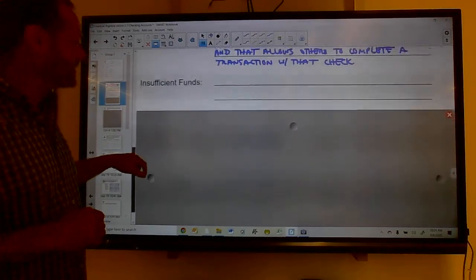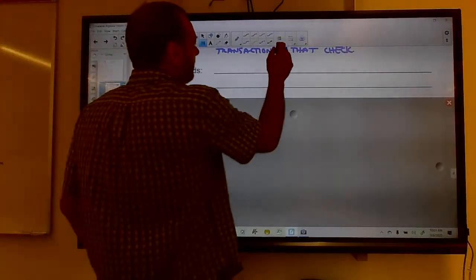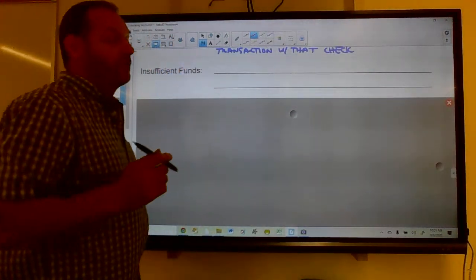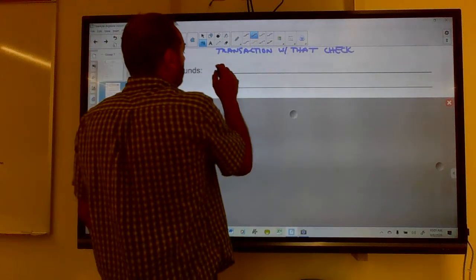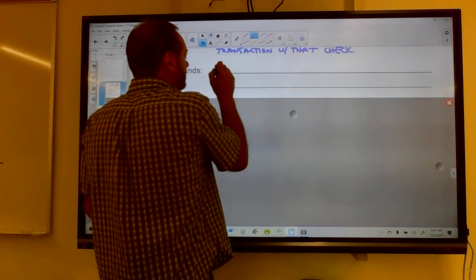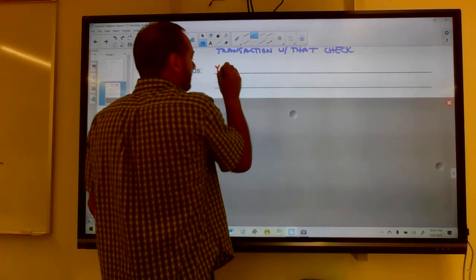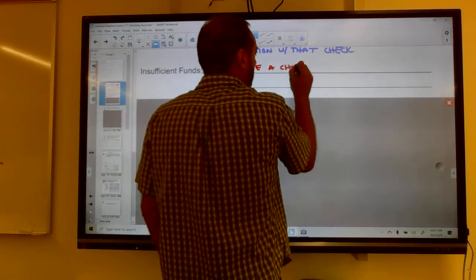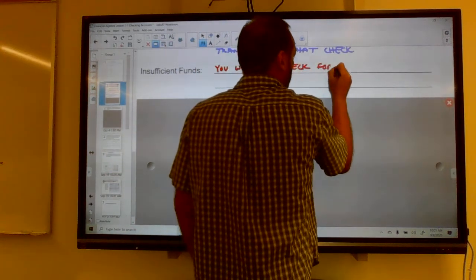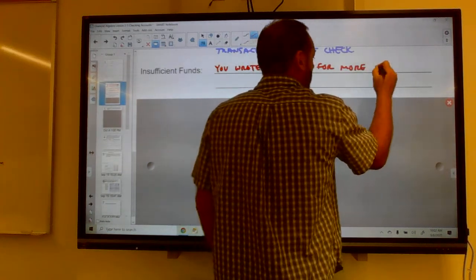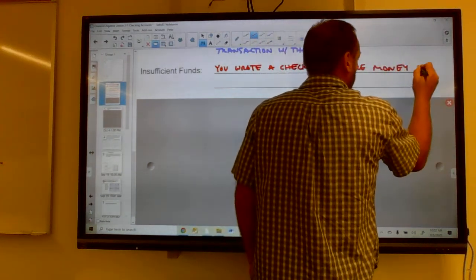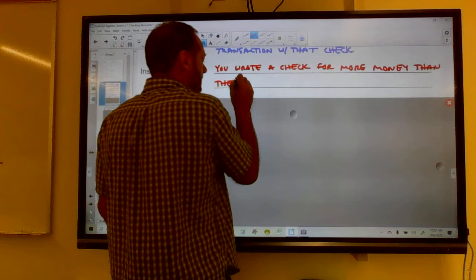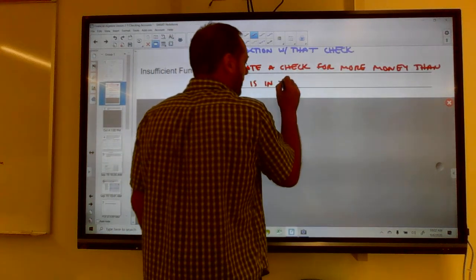Insufficient funds. Okay, this is something you don't want to hear. What does it mean to be insufficient funds? That means that you wrote a check and you don't have enough money in your account. So insufficient funds means that you wrote a check for more money than there is in your account.